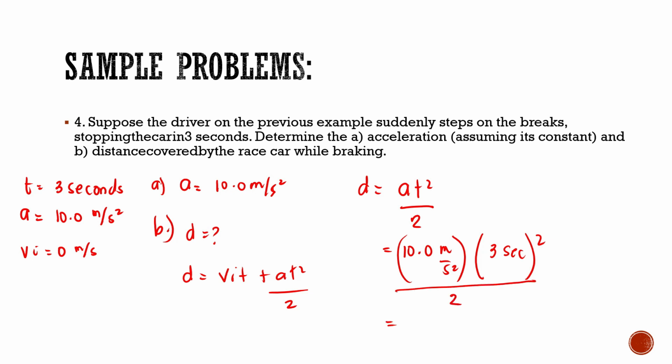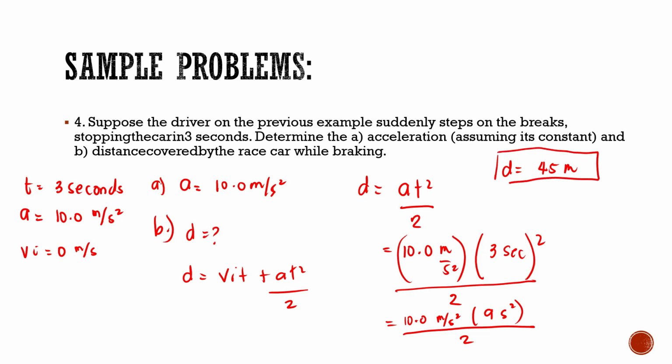So we have 10.0 meters per second squared times 9 seconds squared divided by 2. D is 10 times 9 divided by 2, which gives 45 meters. That will be your letter B answer, 45 meters.